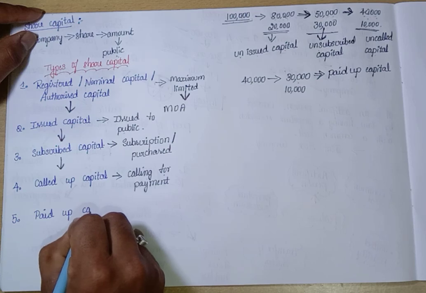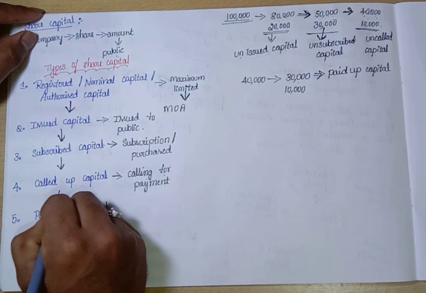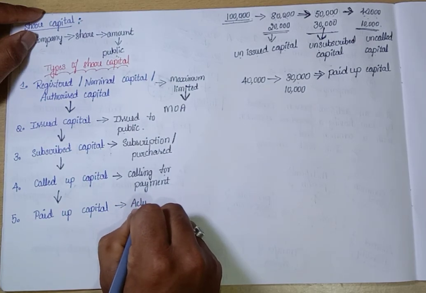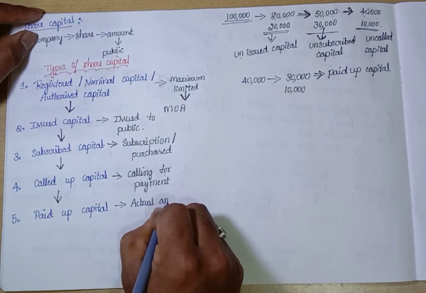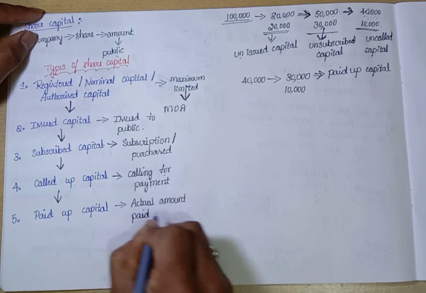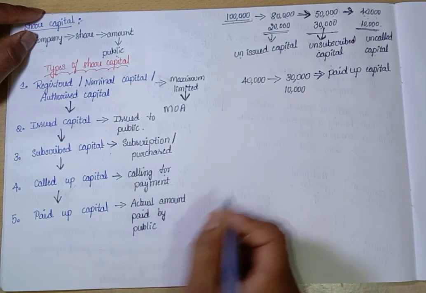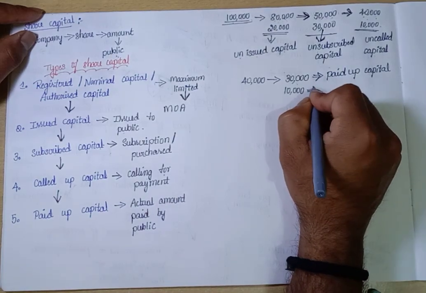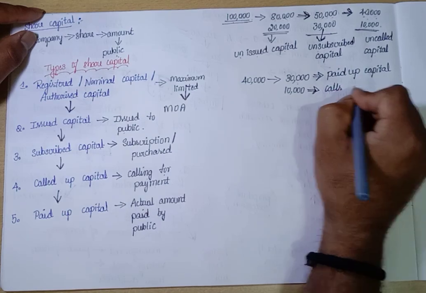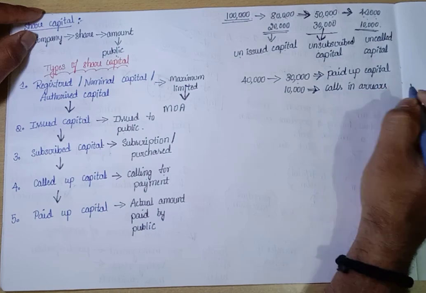Paid up capital means the actual amount paid by the public to the company on subscription. And the remaining 10,000, even though it is called to pay, is not paid. This is called calls in arrears.